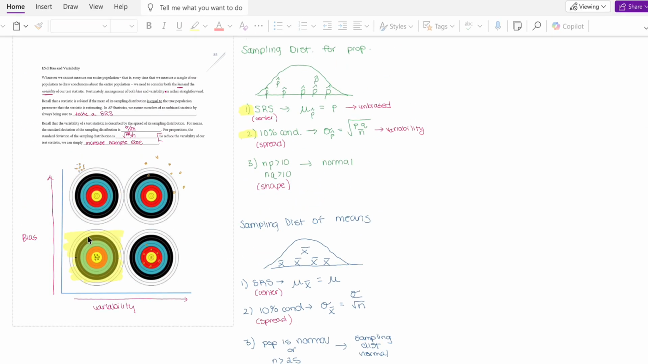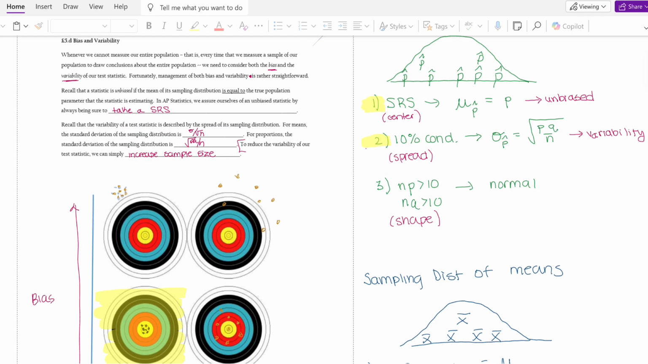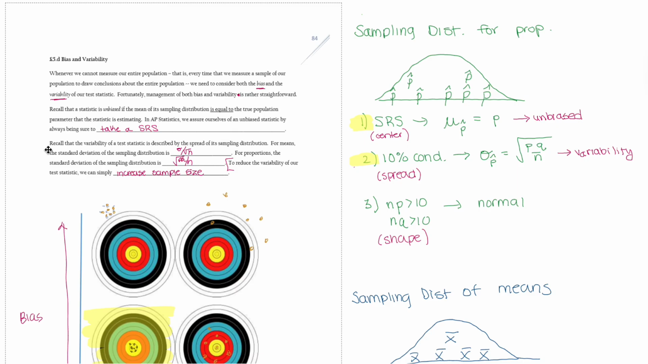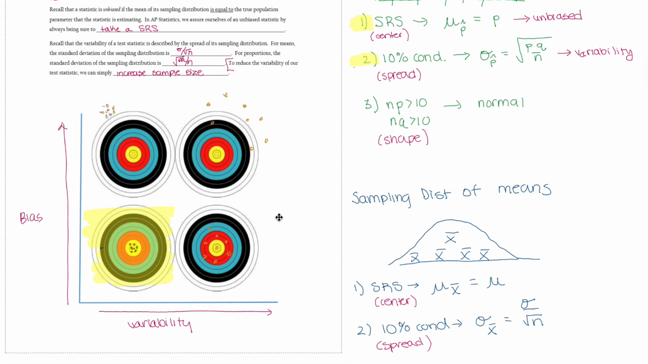And that's all for this video. So the goal for this video is just to help you get a good idea of bias and variability and familiarize yourself with this diagram. I hope you learned something from it.